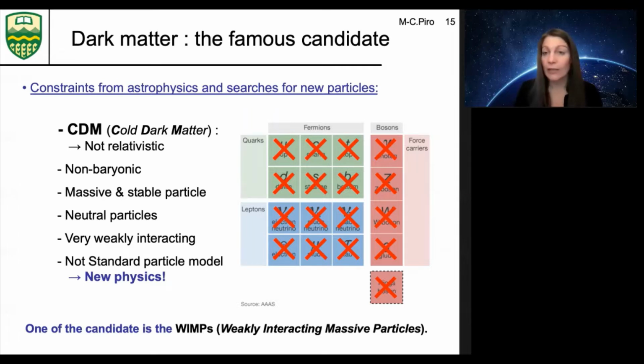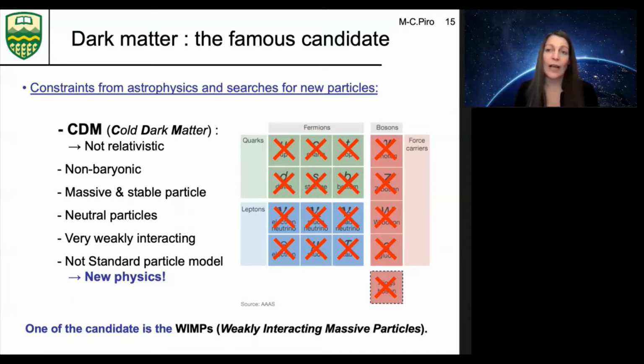It's non-baryonic, so it's not composed of quarks. It's massive, 27% massive, and stable. It's neutral, otherwise we would have detected it via electromagnetism, through negative or positive charge. It's very weakly interacting because we haven't detected it yet. And it's also not a particle of the standard model. So that means it's really new physics. And one of the favorite candidates to date is the WIMP, the weakly interacting massive particle.